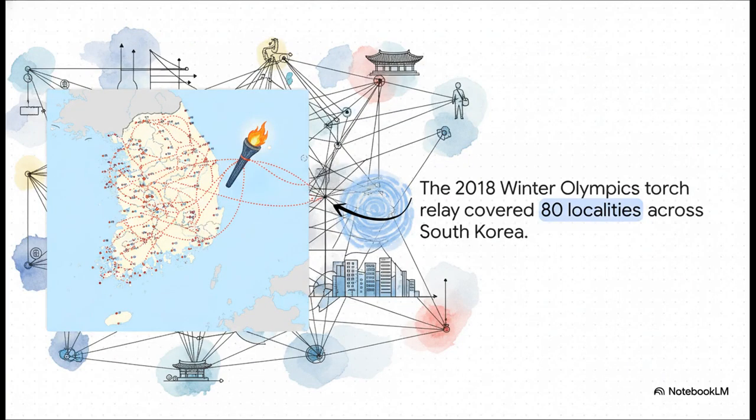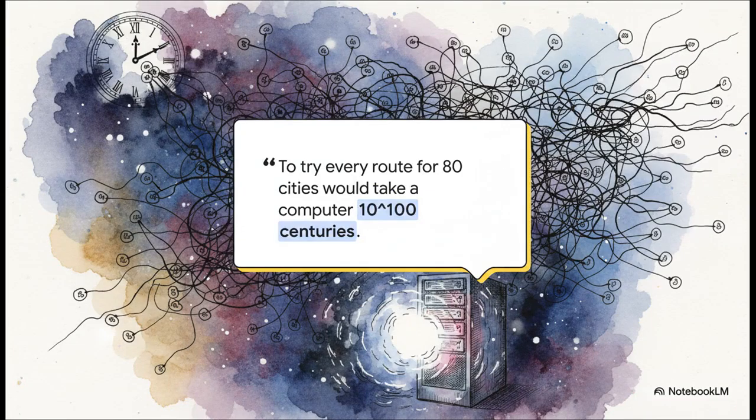Let's take a real-world example. For the 2018 Winter Olympics, the torch relay had to visit 80 different places all across South Korea. So how on earth do you plan the shortest path for that? I mean, just try to wrap your head around that. If you tried to brute force the solution, just check every single option for those 80 cities, it wouldn't just be slow. It would take longer than the entire lifespan of the universe. This is what computer scientists call computationally intractable. The perfect answer is buried under an avalanche of possibilities we can never dig through.